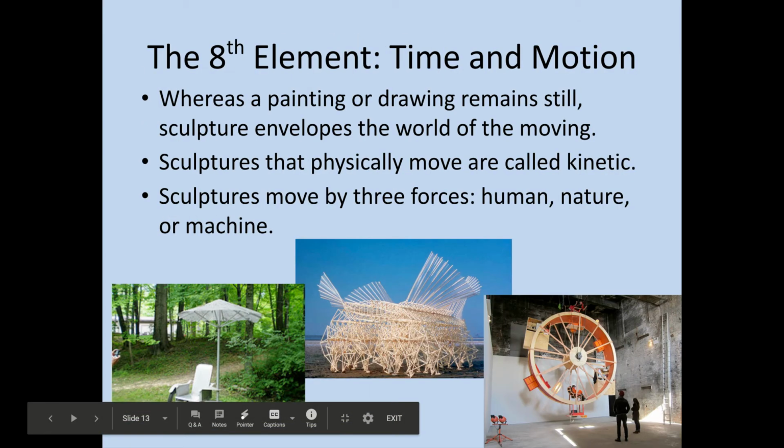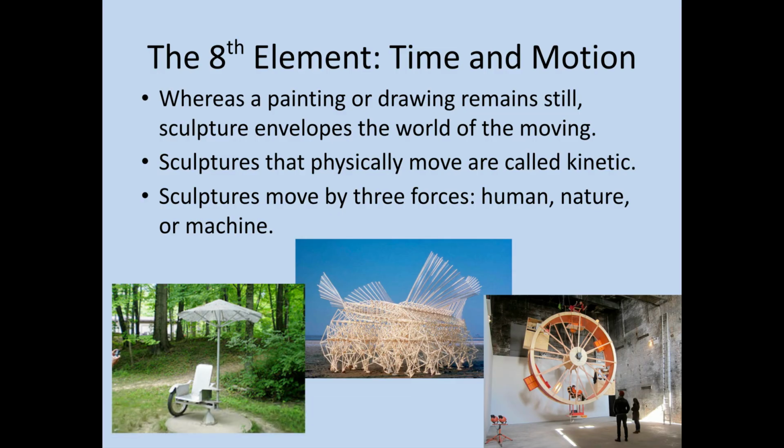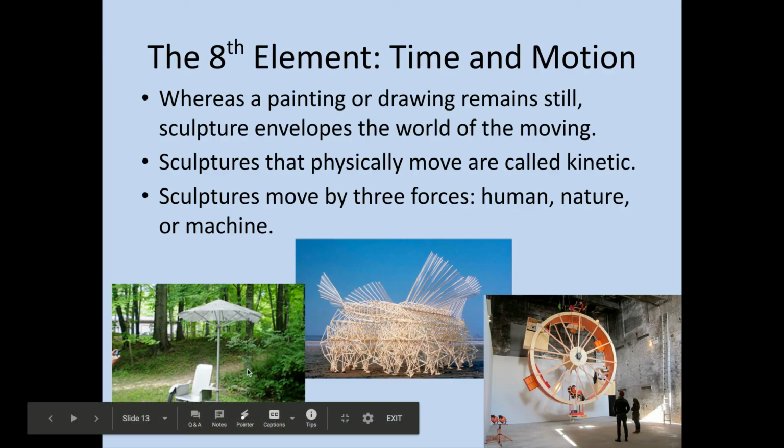And then sculpture has this fun eighth element called time and motion. So a painting or a drawing stays still. Sculptures can physically move. So we call those kinetic. They can move in three ways. Humans could move them, kind of like this piece down here. You kind of sit in the seat and go in circles. They can move by nature. So these pieces by Theo Jansen, they're wind propelled or water propelled, and they're huge and they move on the beach. Or they can be moved by motors and kind of spin and revolve.